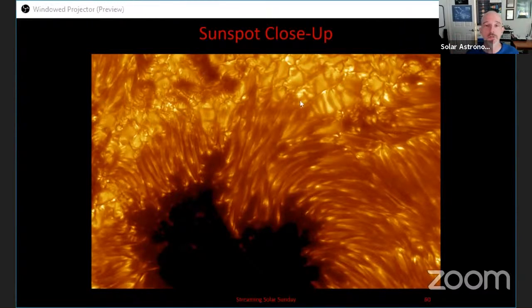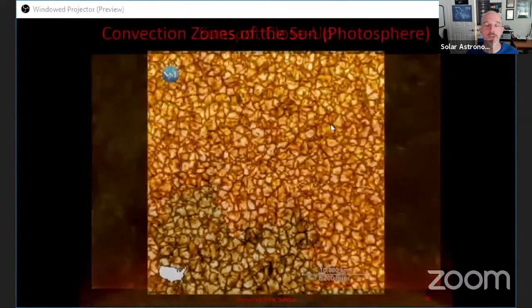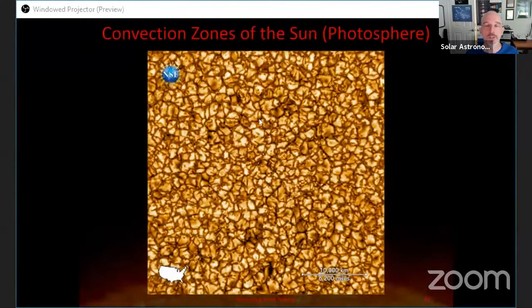But this was taken through other types of telescopes specifically intended to view the sun. So this is really a fantastic image. And here, this was actually new science about a year ago, I think, right? So here is a picture of these granules. Each one of these is essentially a convection zone.